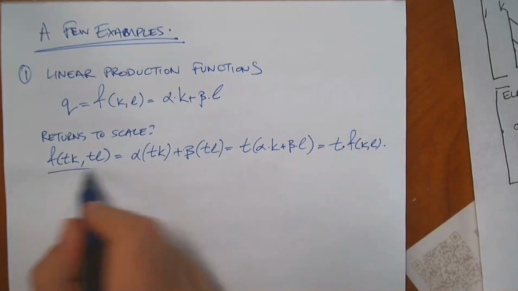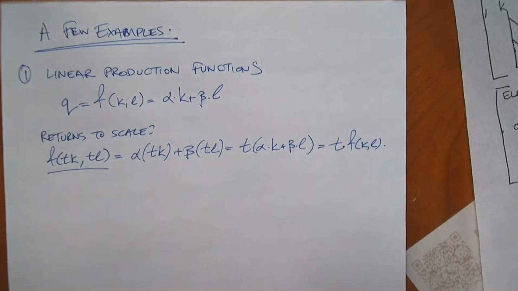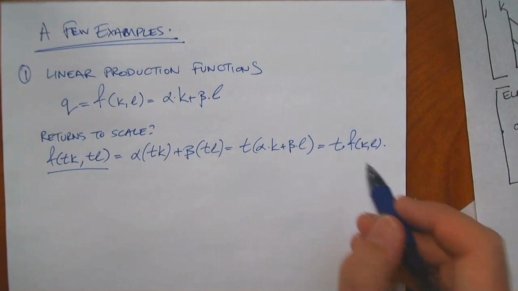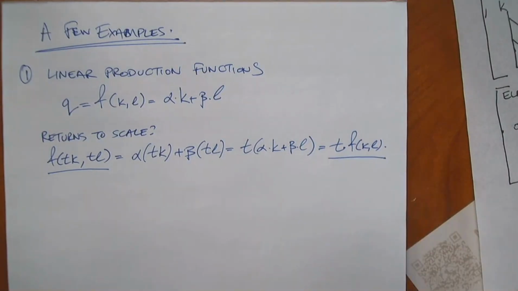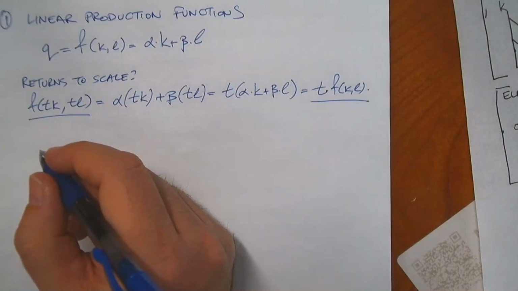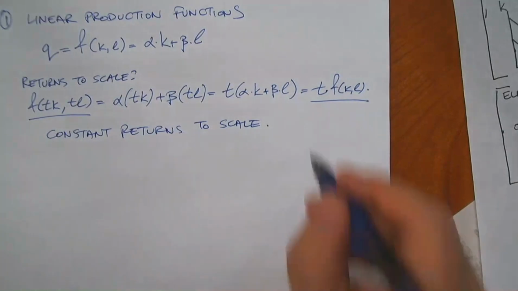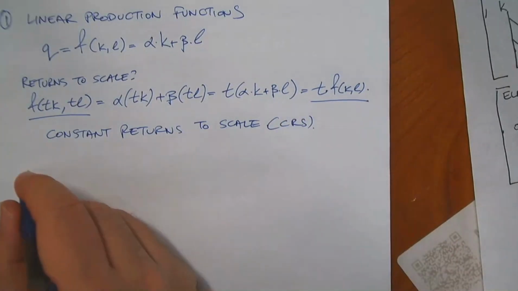So what does this mean? We have found that F of TK, TL equals T to the power of 1, obviously, times F, the production function, F of K, comma L. So we have what returns to scale? Constant returns to scale. Okay, fantastic. How about isoquants?